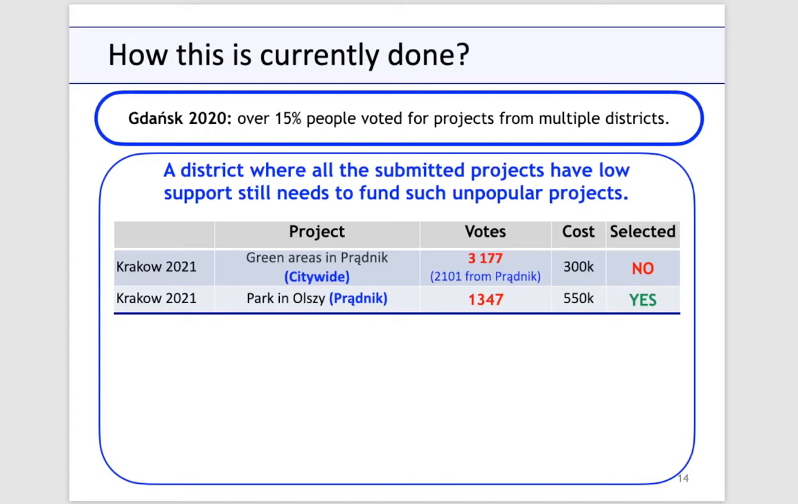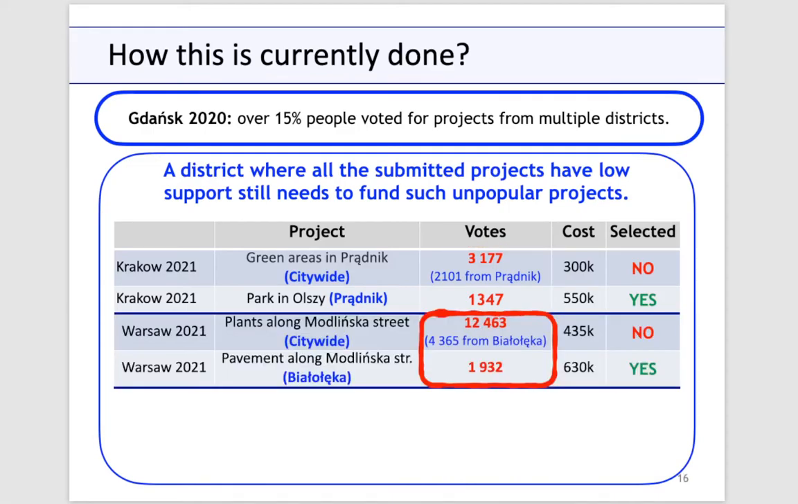So we see that a project which was much less popular and which was more expensive was selected at the cost of the project which received higher support from the voters and which was even cheaper. A similar situation happened in Warsaw in 2021.